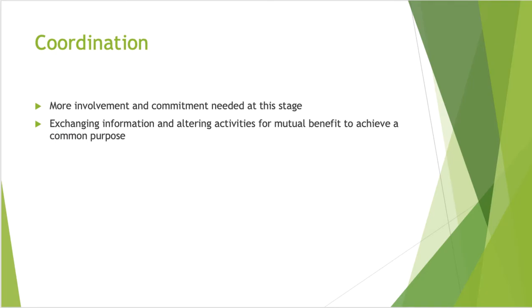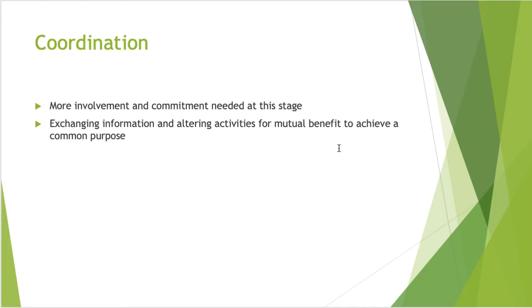Okay, next one is going to be coordination. So coordination involves more involvement, so more commitment and formality than networking does. So it involves exchanging information, which is the definition from networking, and altering activities for the mutual benefit to achieve a common purpose. So we're adding on to the original definition of networking by saying that they are altering activities. So that's the main part of the coordination aspect of this, this idea of altering activities for the mutual benefit of a shared goal.